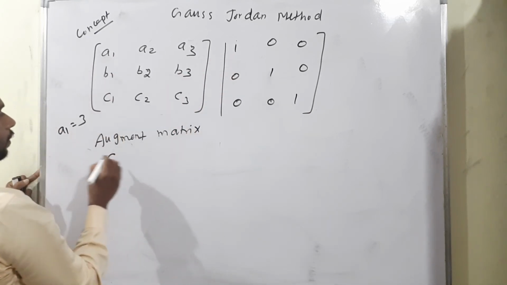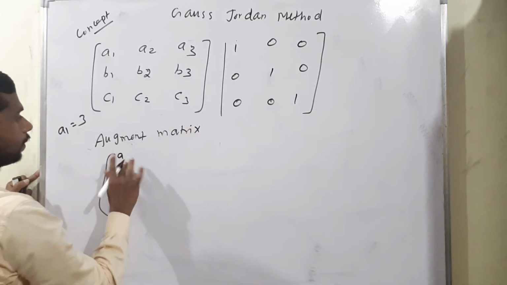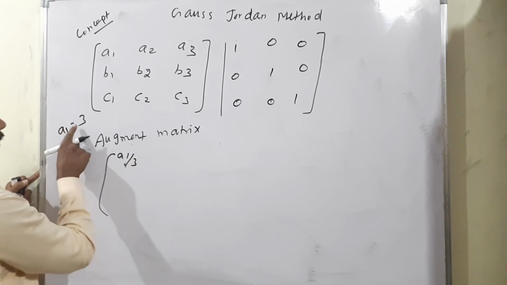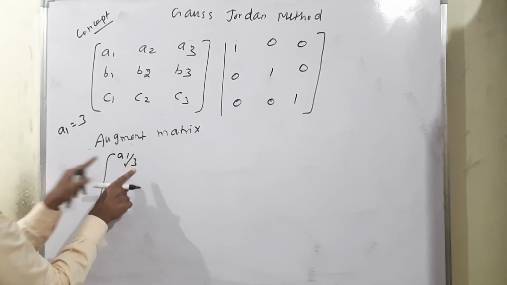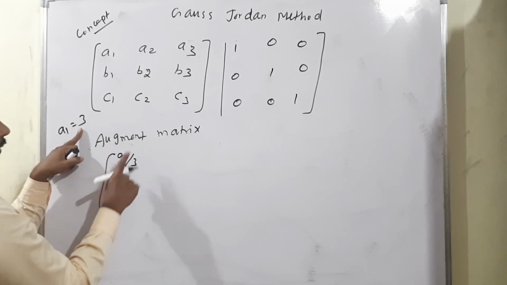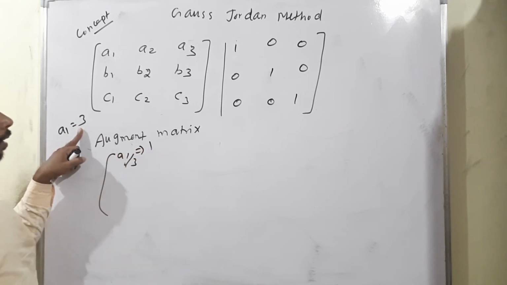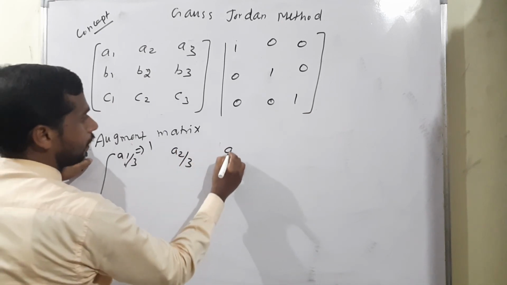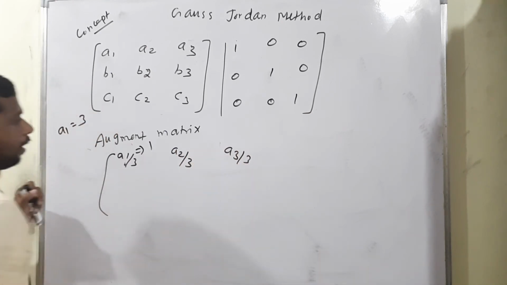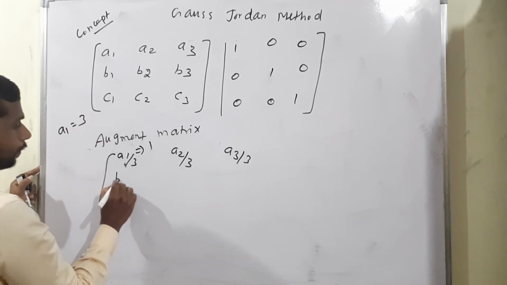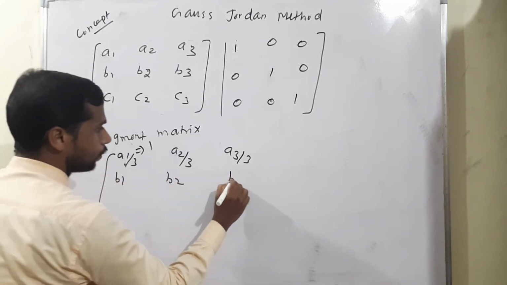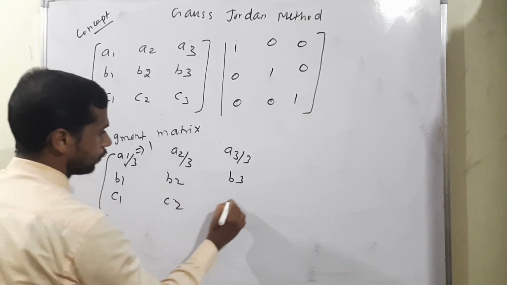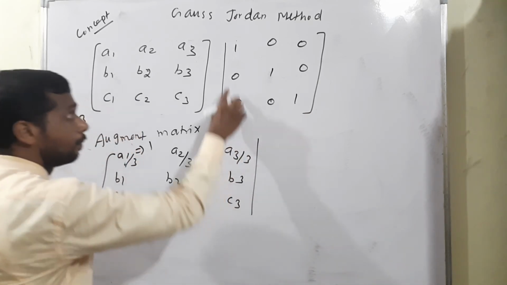Therefore, first A1 divided by 3. So 3 divided by 3, then only we can say the answer will be 1. Next, A2 by 3 and A3 by 3 also will be changed. The remaining stay as they are: B1, B2, B3, and C1, C2, C3. This is the augmented matrix.